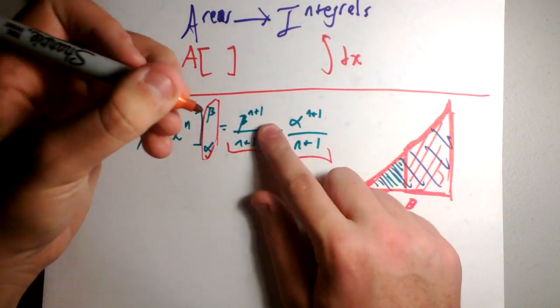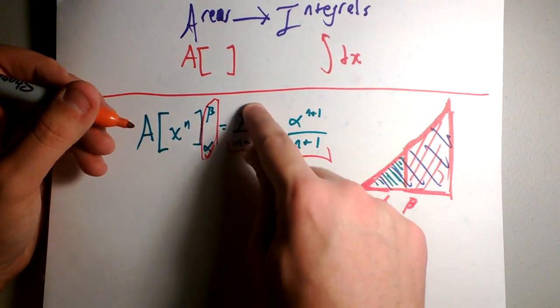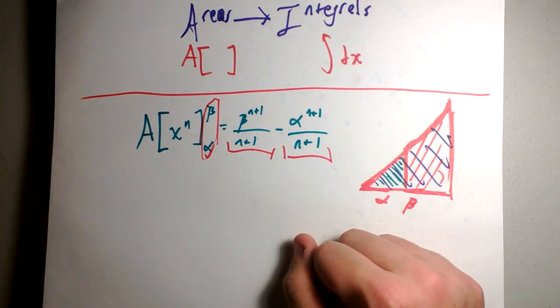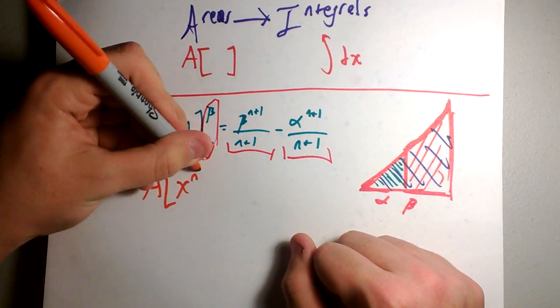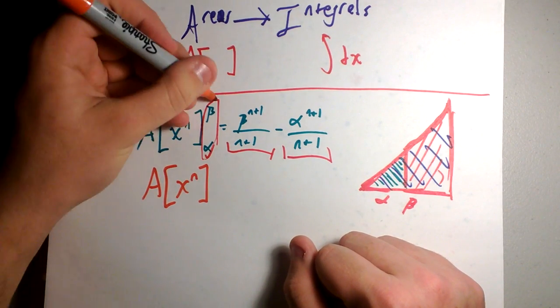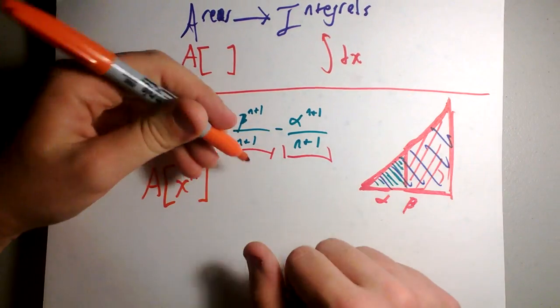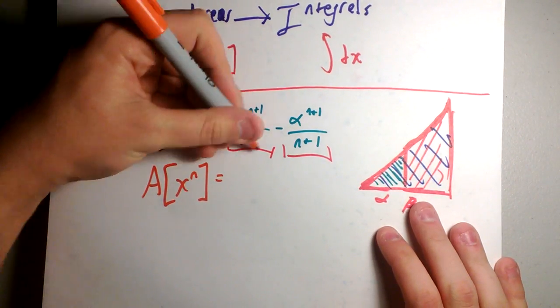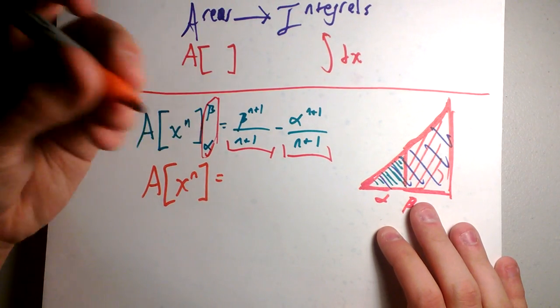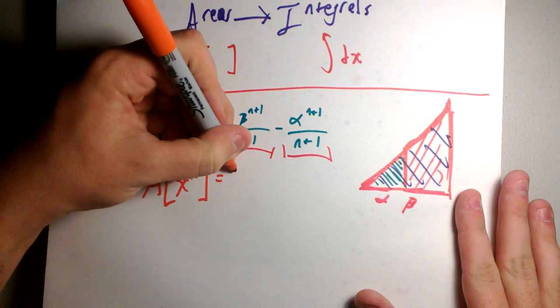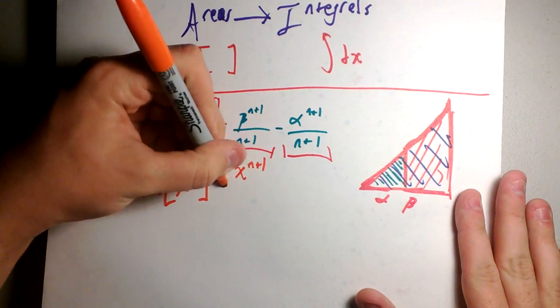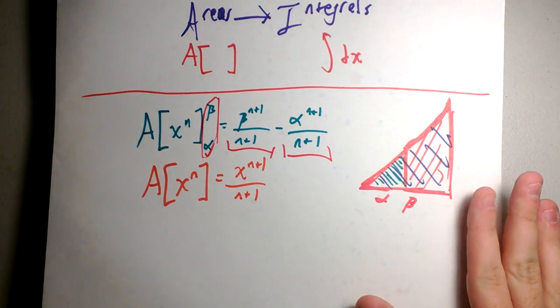But let's kind of define a function. If we remove these, let's just create a function that's always showing up. So let's say that the area of x to the n, without any bounds, without any distances, is just going to be this function here that's going on. So it's going to be, what do we say? x to the n plus 1 over n plus 1. Alright?